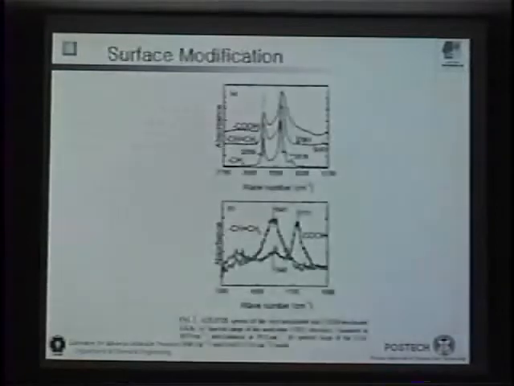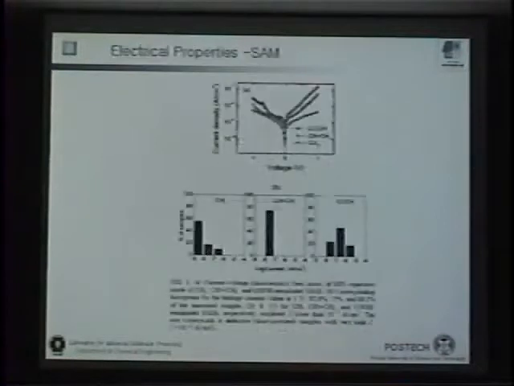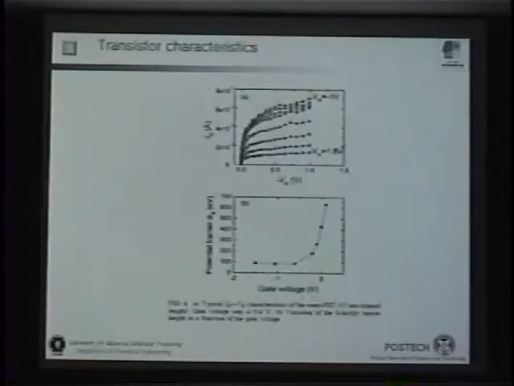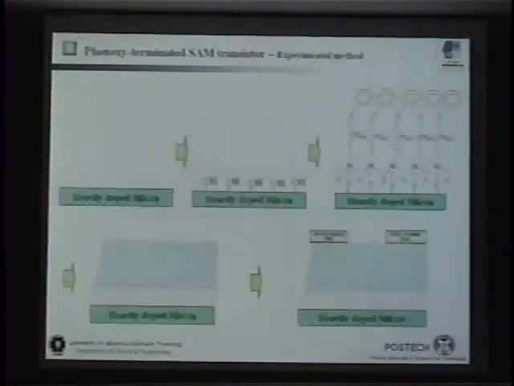Next slide. They measured the surface group with FTIR with ATR facilities. Next slide. And they compared the leakage current with molecules with different functional groups at the end. Next slide. And transistor characteristics. Next slide. So, as I said, the same molecule can be used to improve the interface, but sometimes you can use it as a part of the device, like insulating layers.